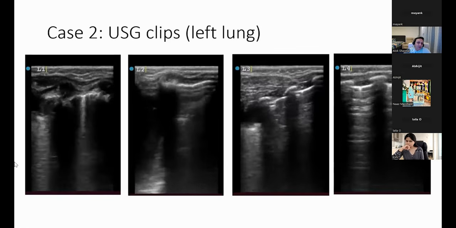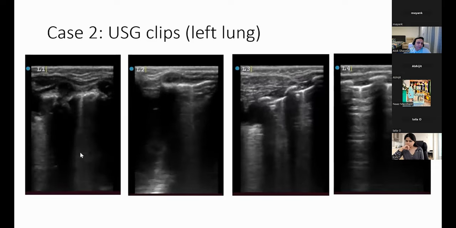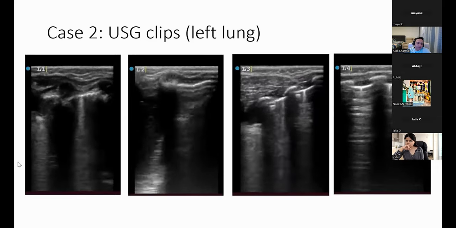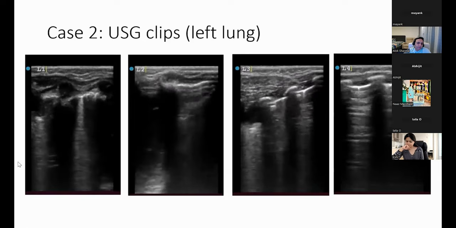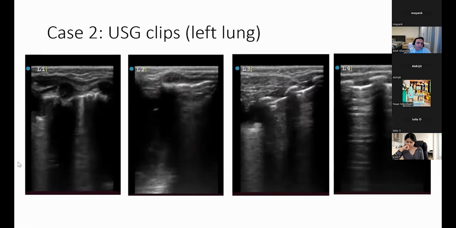What's the gestation of the baby? 38 weeks. And CRP is normal? CRP was normal, less than 10.